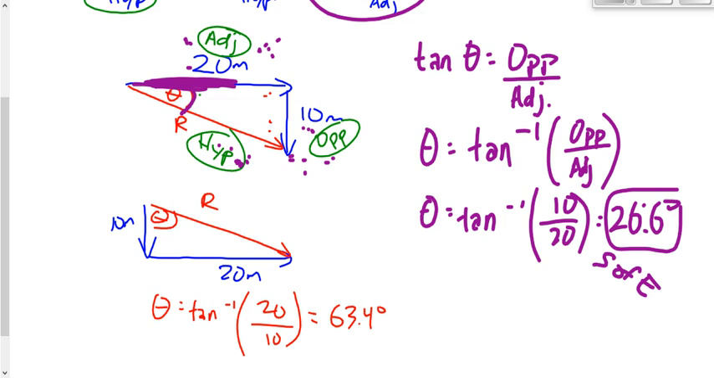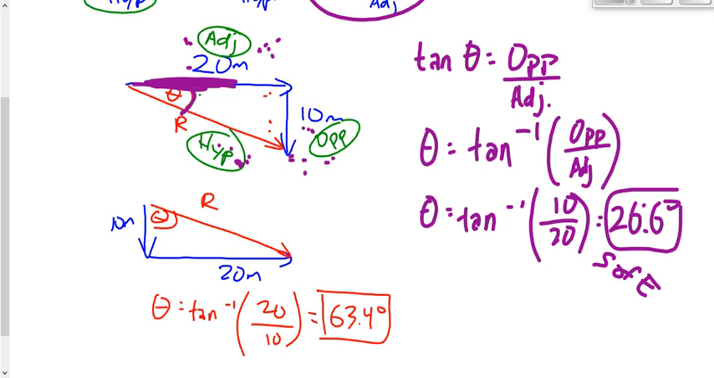That's absolutely right. But it's different than the 26.6. Well, just like I'm 6 meters from the back of the room is different than I'm 2 meters from the front of the room. But we have to express a frame of reference here. 63.4 degrees from what? Where am I measuring it from?